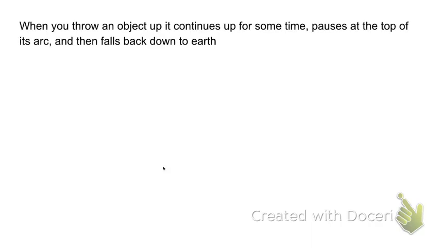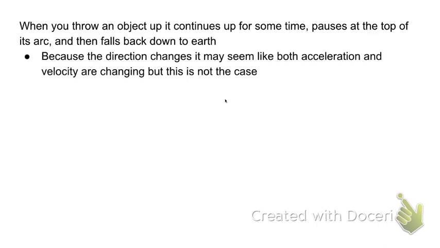Okay, let's use an example to talk about acceleration so that we can hopefully make it make sense to your brain. When you throw an object up, it's going to continue moving for some time, and then it's going to pause at the top of its arc, and then it's going to commence falling back down to the Earth. Because the direction changes, it seems to our brains that acceleration and velocity are both changing. This is not the case.